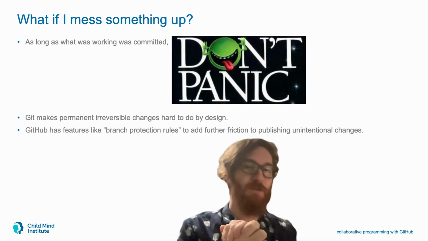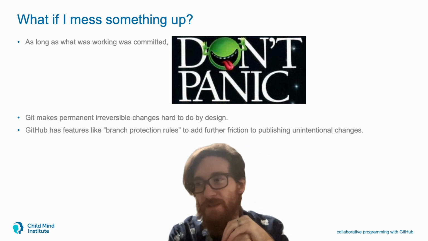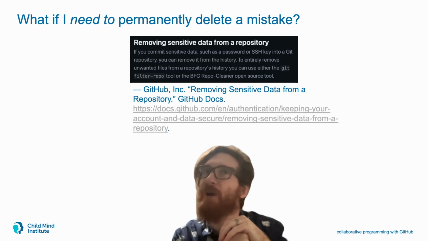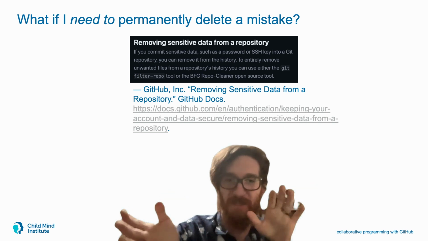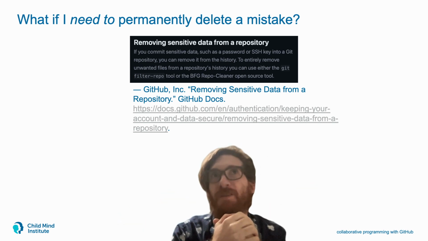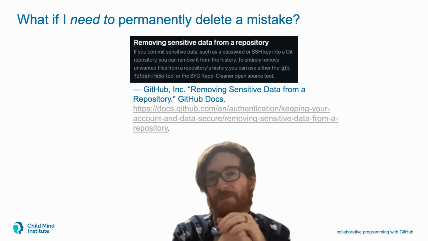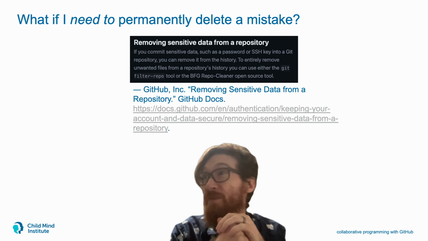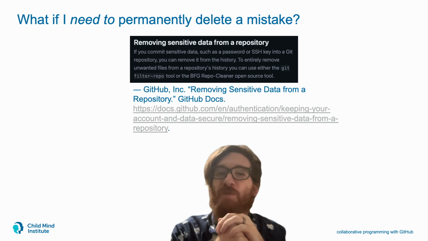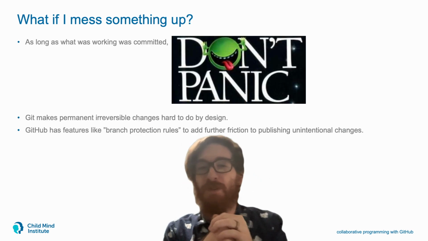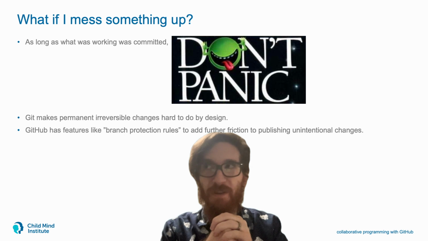Git makes permanent irreversible changes hard to do by design. It's not impossible, because if you accidentally upload a private key or a password or some other sensitive information to a public repository in particular, you do need to be able to delete some portion of the Git tree. But outside of that circumstance, you generally don't want to ever delete any portion of the Git tree. And so Git is designed in a way where it really takes some effort to permanently lose something.